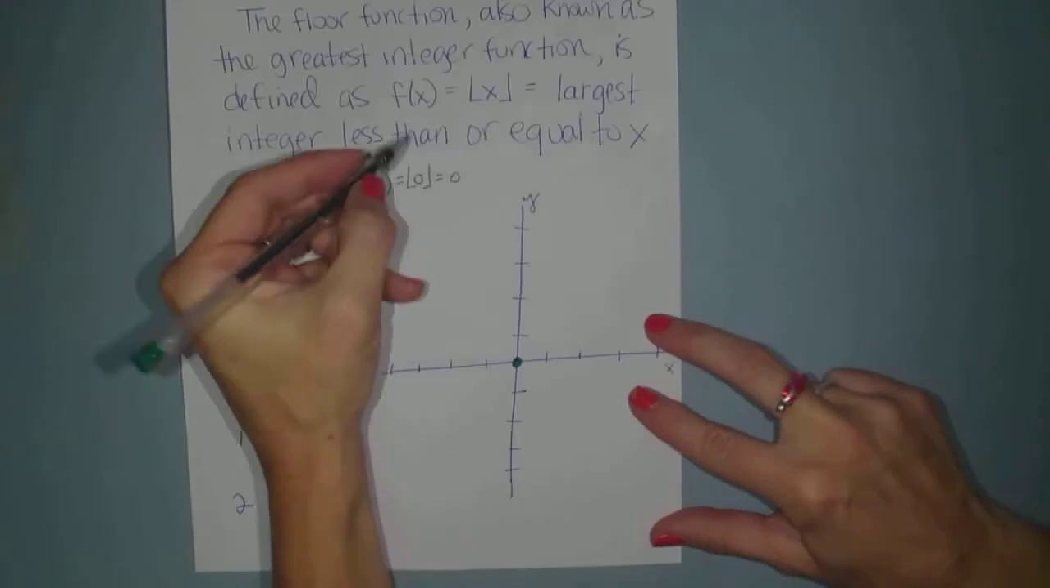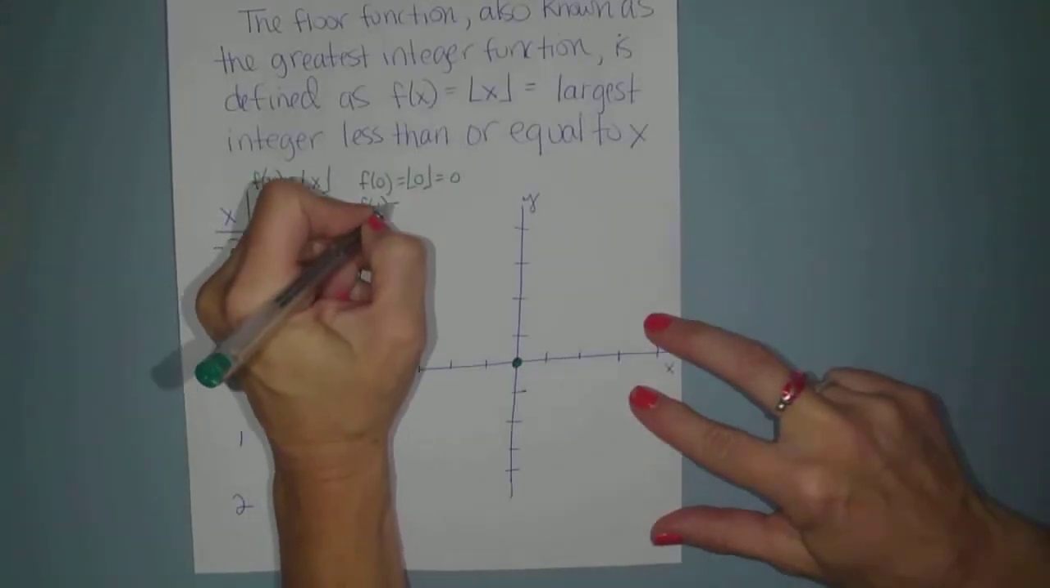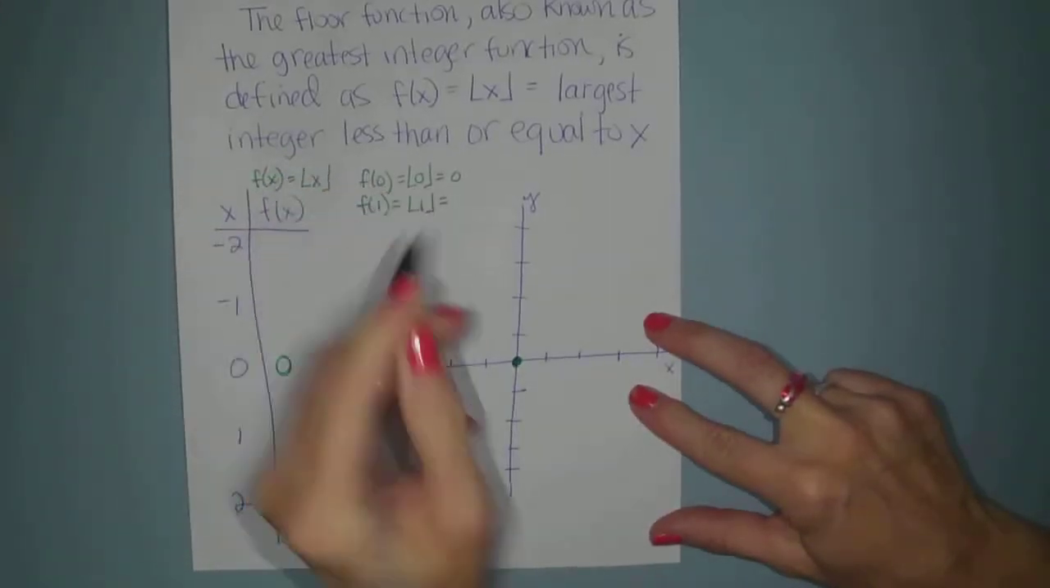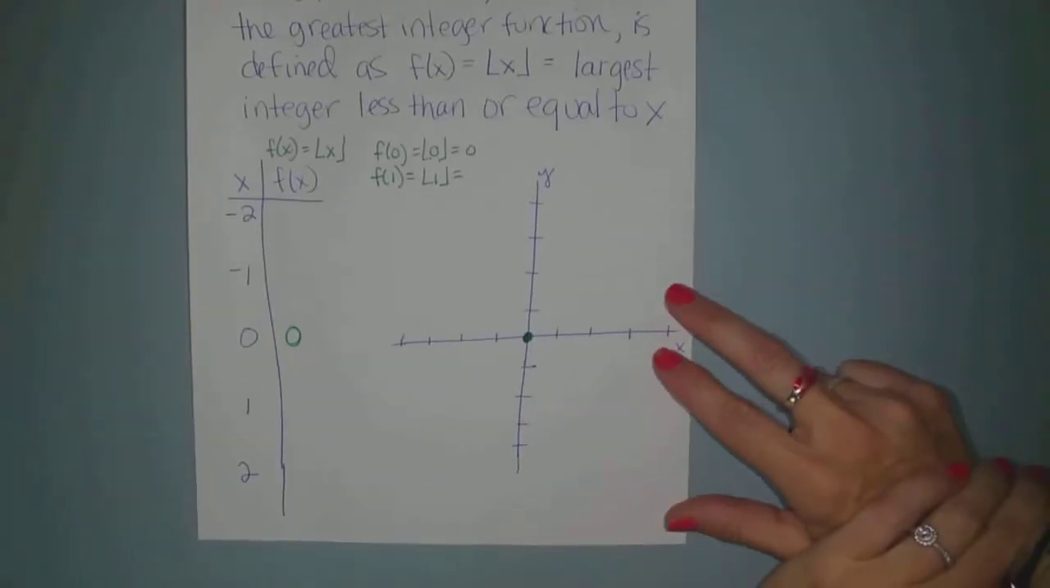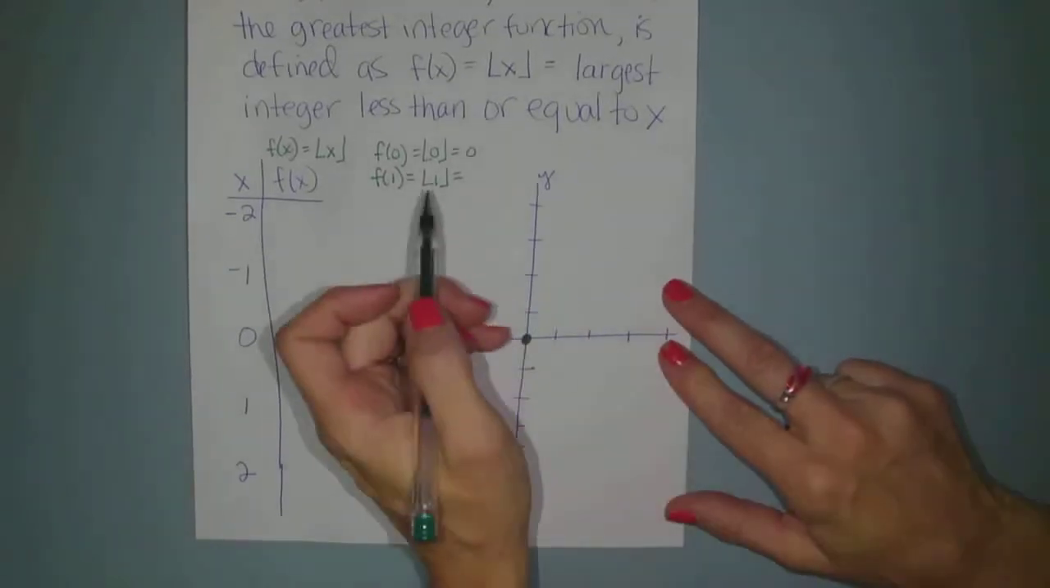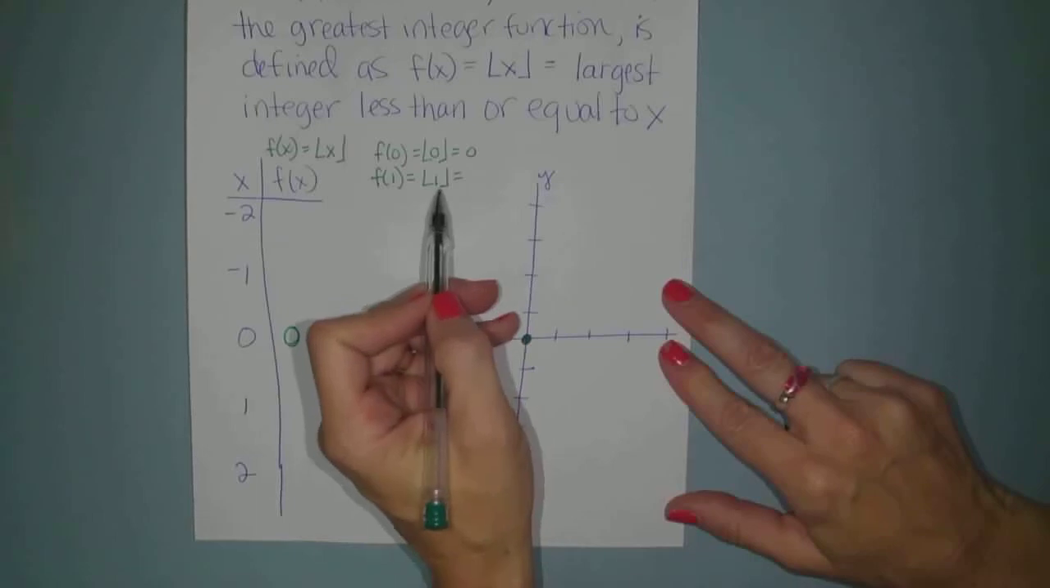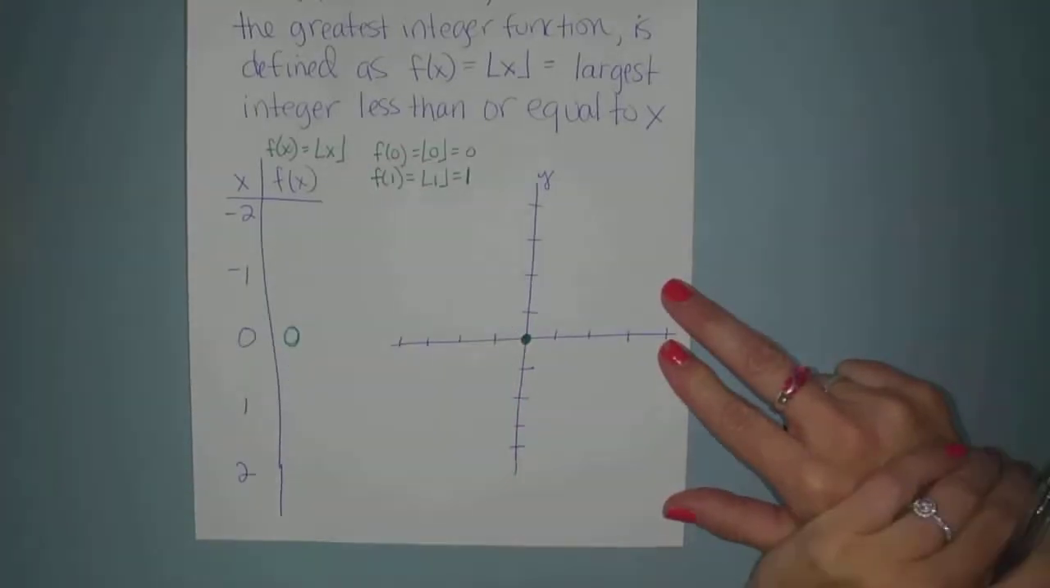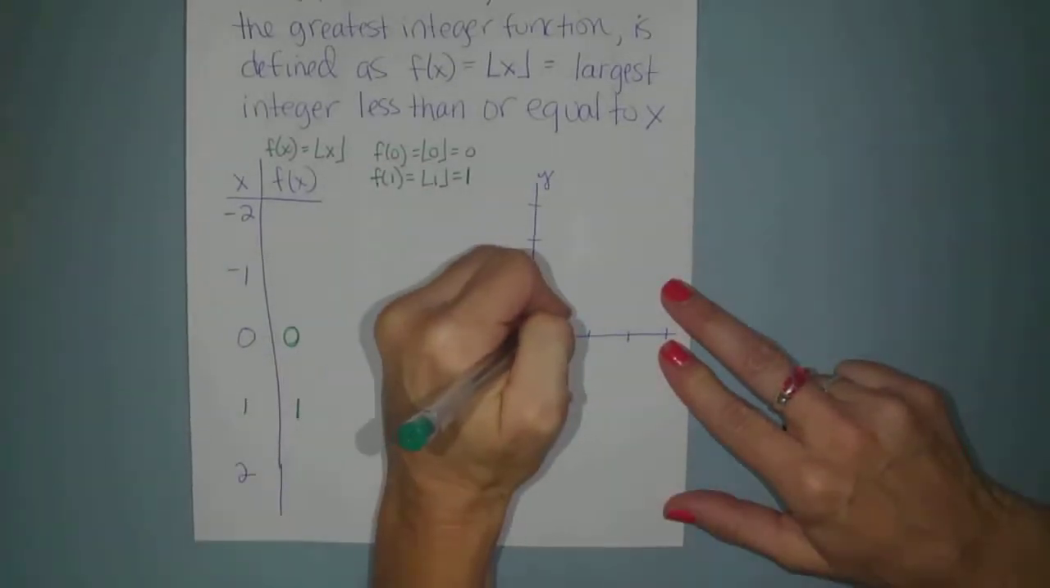f of 1. So if I do f of 1, that's the largest integer less than or equal to 1. Well, the largest integer that's less than or equal to 1 is 1. So I have a point at 1, 1.